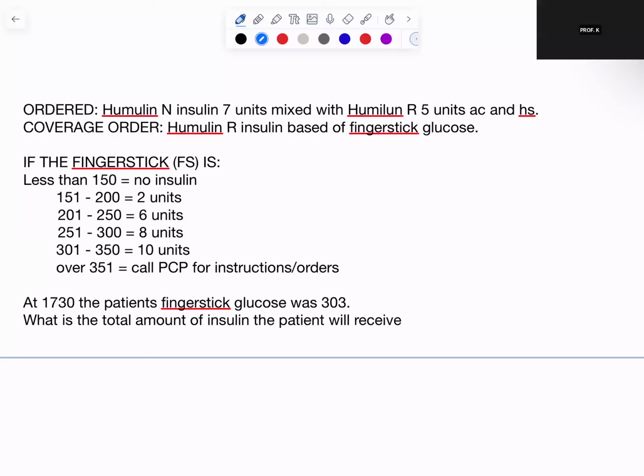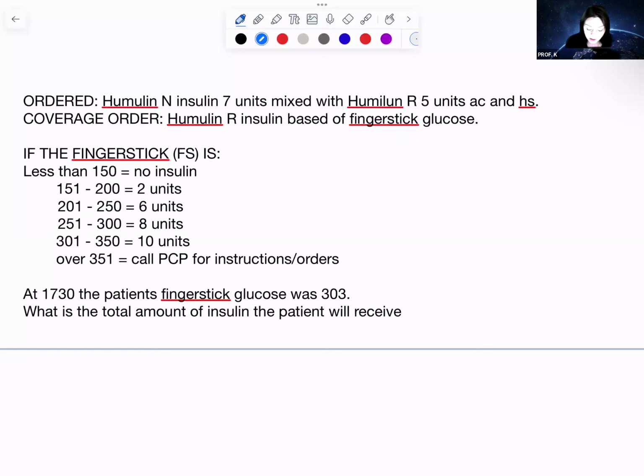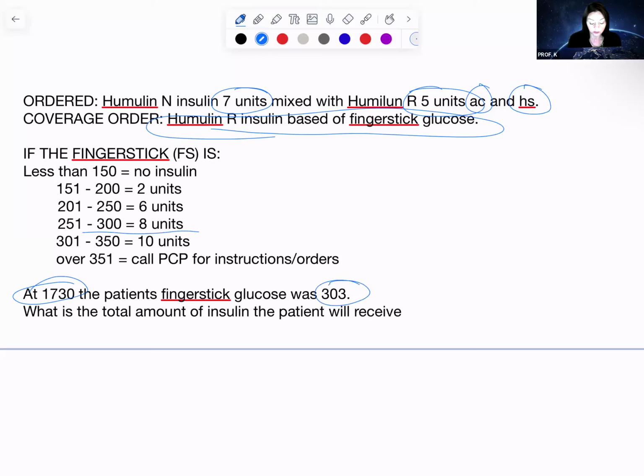Excellent. All right. So it's just about reading the question and not making silly math mistakes. That's really what it is. So again, we're going to start with 7 units of N, 5 units of R before meals and at bedtime. So the timing correlates. All right, cool. The doctor ordered coverage with additional Humulin R. So the patient's finger stick is 303. 303 falls in here. So we're going to give 7 units of N, 5 of R. That's our standing orders. And then an additional 10 units of R. So we just do the math. So it's 22 units.